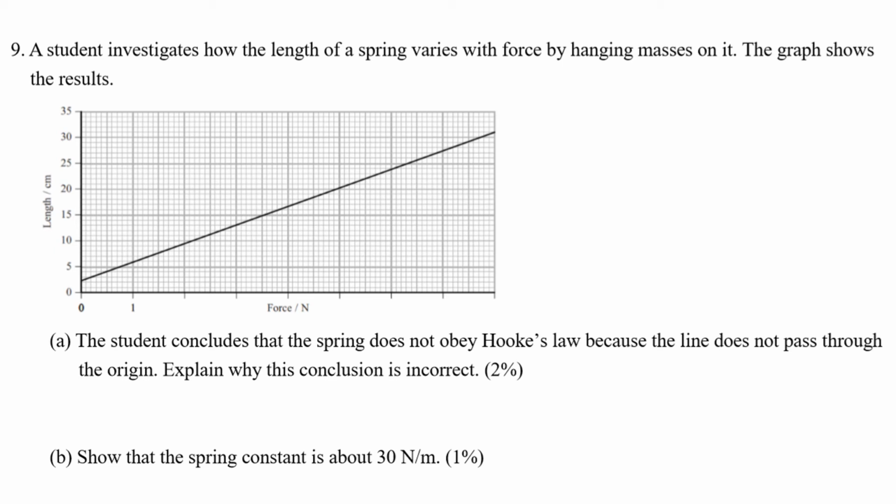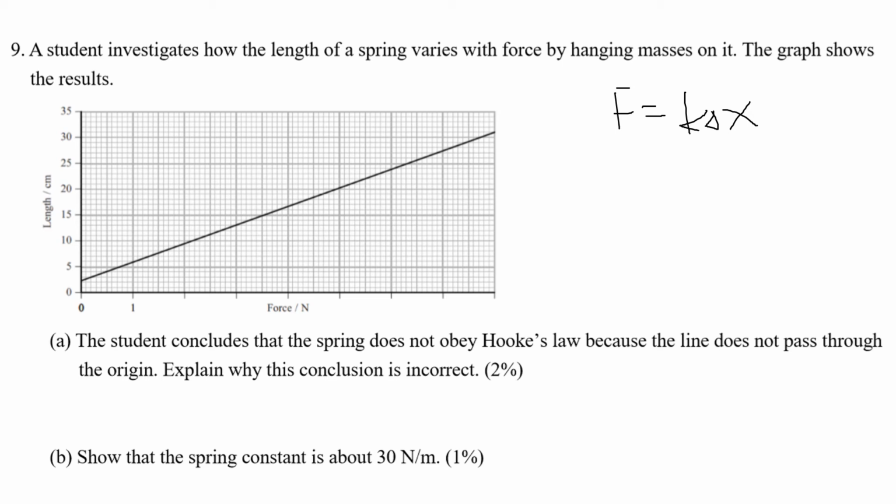Okay, so let's see question number 9. A student investigates how the length of a spring varies with force by hanging masses on it. The graph shows the result. The student concludes that the spring does not obey Hooke's law because the line does not pass through the origin. Explain why this conclusion is incorrect, sorry. So it seems that the student is correct, right? Because F equals k delta x, if the spring obeys Hooke's law, it is supposed to pass through the origin.